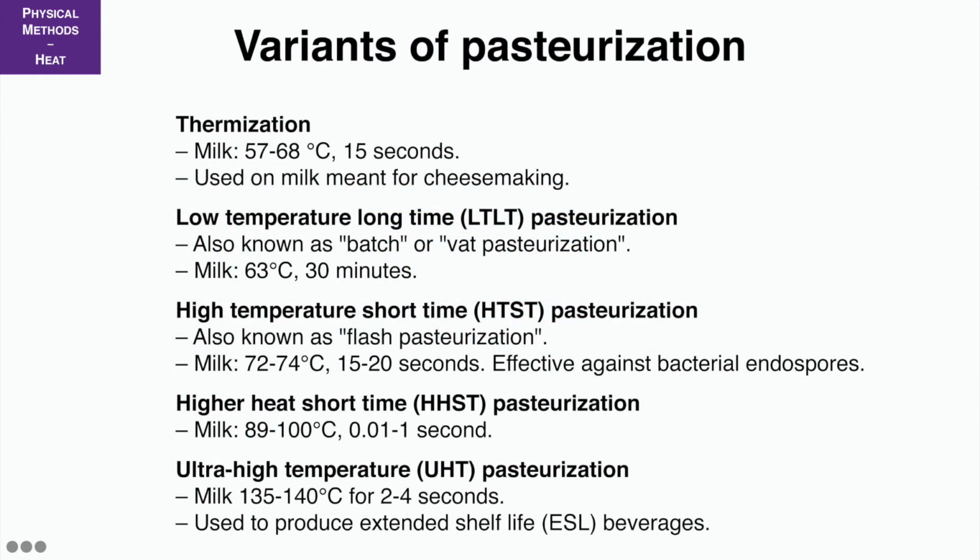There are several variants of pasteurization with regards to temperature and exposure time. Typically, a lower temperature will require a longer exposure time. One exception is thermization, which is sometimes used for milk that will be used for making cheese. In this particular case, there are several downstream process steps in cheesemaking, such as lactic acid fermentation and salting, that will serve as additional controls on the growth of undesirable microorganisms.